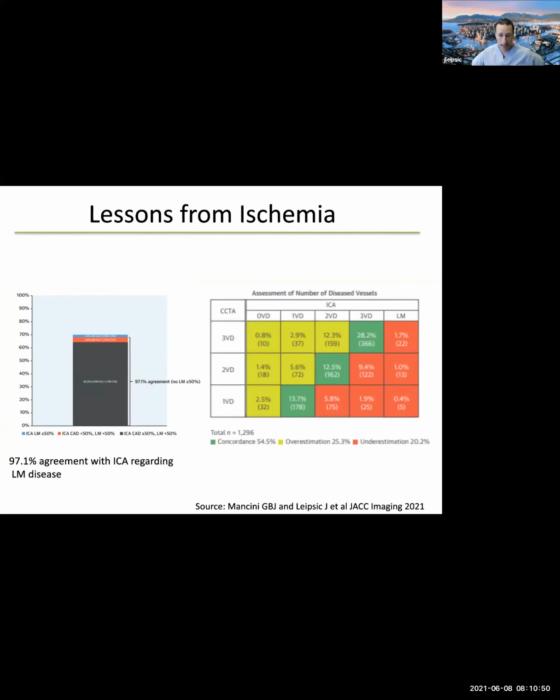More modern data, and the analysis was led by John Mancini, my colleague. Along with Jim Min and Matt Budoff, we were the CT core lab for the ISCHEMIA trial. So we had the opportunity to read a number of CTs prior to patient enrollment. As you probably remember, the CTs were done in a blinded fashion to exclude left main disease, to allow for enrollment, and to confirm the presence of stenotic coronary disease. And I know your site enrolled many patients.